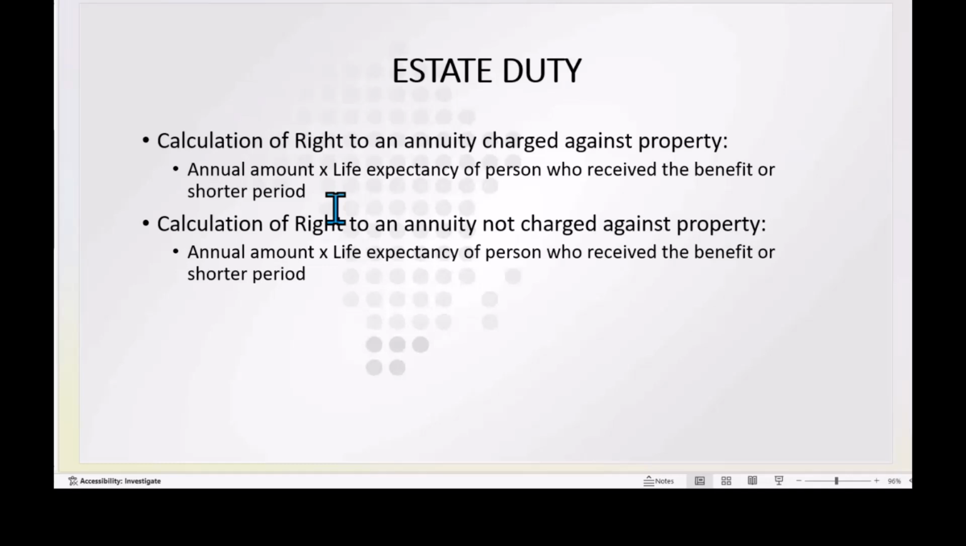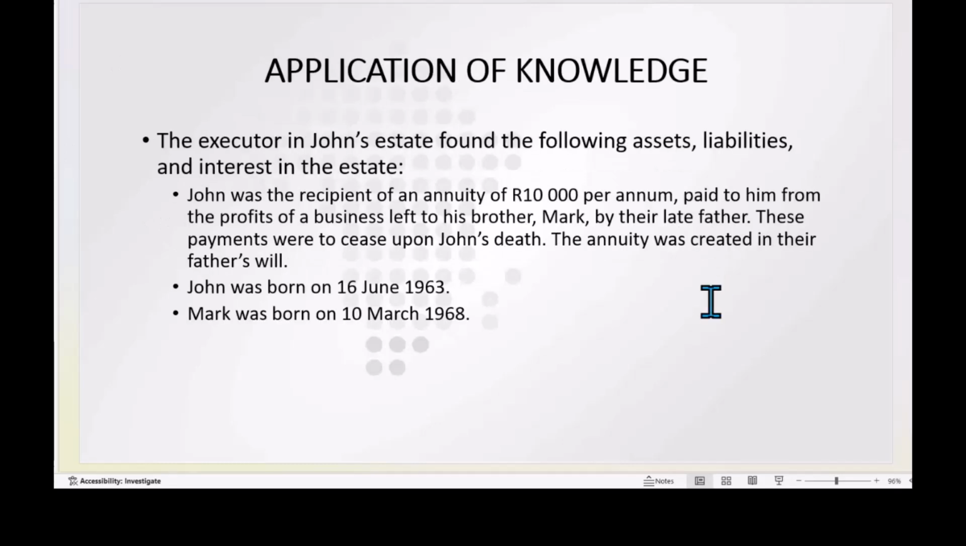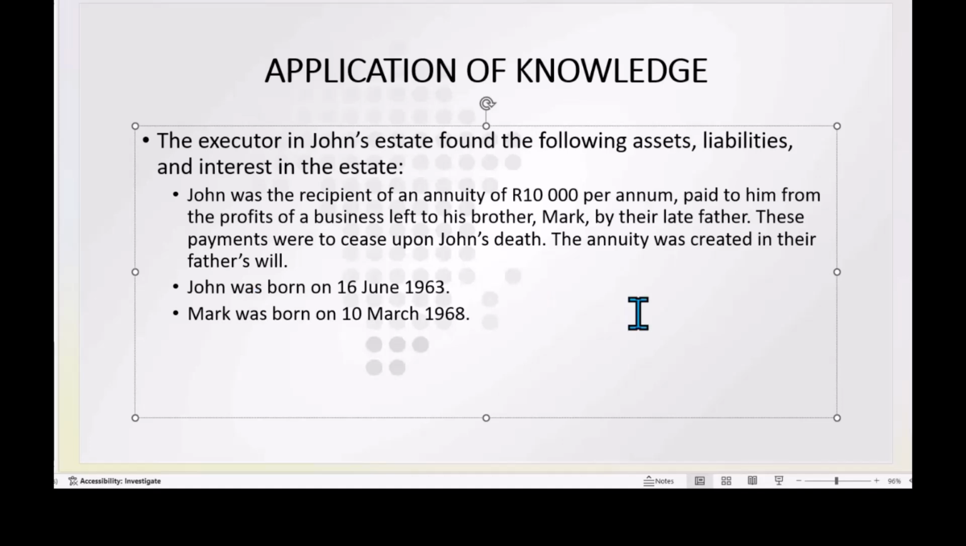So in this case, Mark will be the person who benefits from that annuity after John dies. So we will then determine what is Mark's age? In this case, Mark will be, let's calculate again. He will be 55, if I'm not mistaken. He'll be 55 now. So on his next birthday, he'll be 56. We will go back to table A and we would get the factor to be 7.14414. And then that would give us the annuity charged on the property of 71,441. So the property being the business.